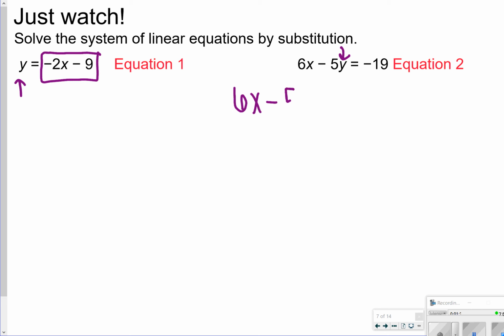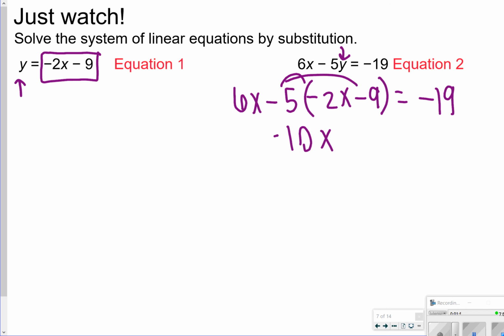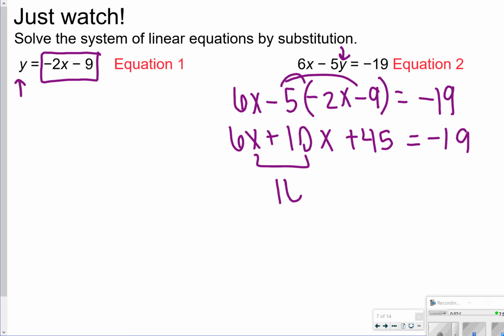6x minus 5, and instead of y, I'm going to plug in what y is equal to. Negative 2x minus 9, parentheses, and then equals negative 19. Okay, I'm going to go and simplify it, combine some like terms. I'm going to do negative 5 times negative 2x, that's positive 10x, and then negative 5 times negative 9 is a positive 45. Equal to negative 19, I'm going to bring down the 6x. Now I can combine like terms. 6x and 10x give me 16x.